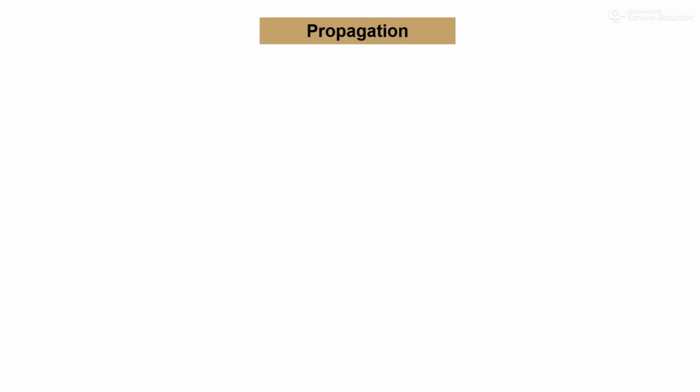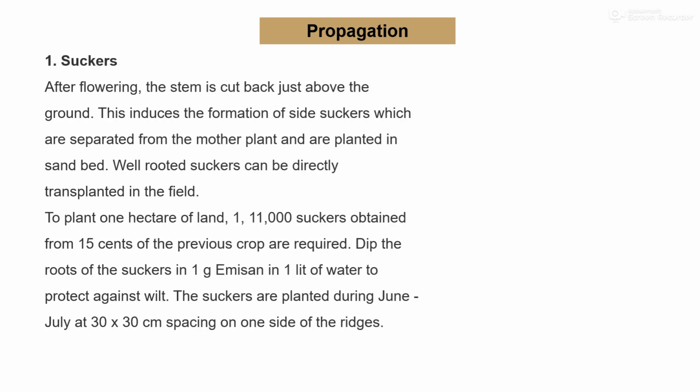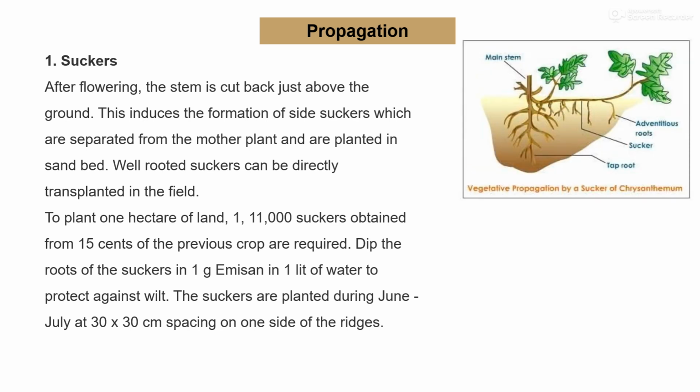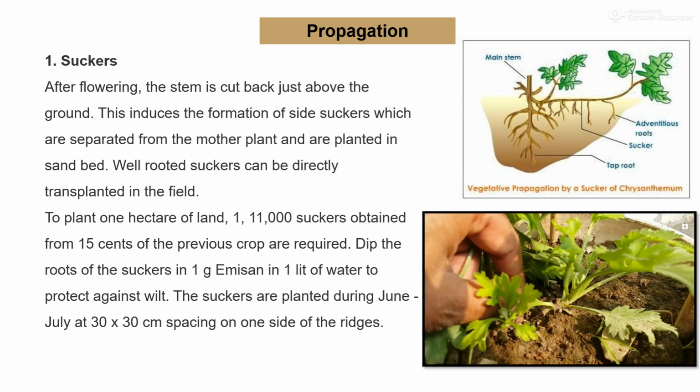Then propagation. It is propagated by vegetative methods like suckers and terminal stem cuttings. Suckers: after flowering, the stem is cut back just above the ground. This induces the formation of side suckers, which are separated from the mother plant and planted in a sand bed. Well-rooted suckers can be directly used for transplanting in the main field. This crop has a tendency to produce such suckers frequently.